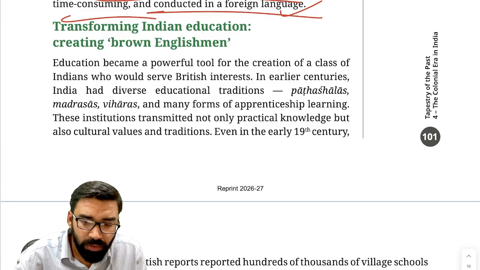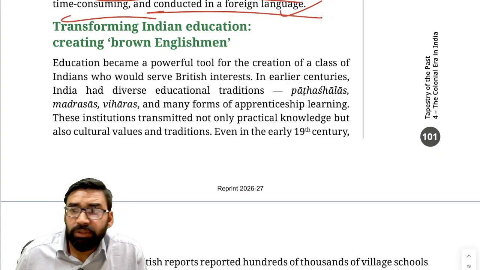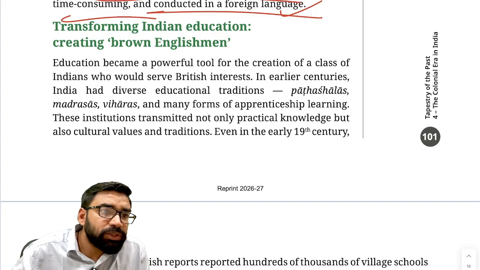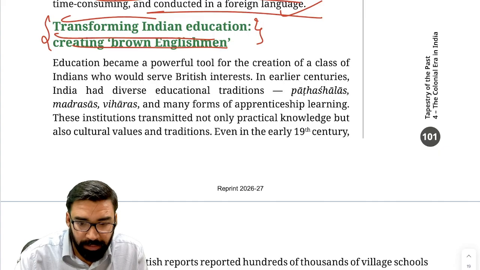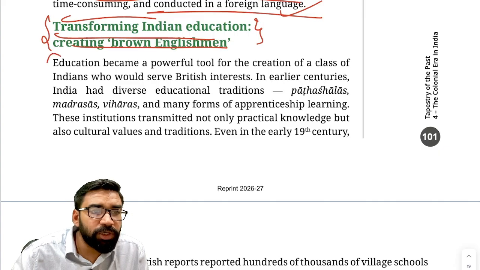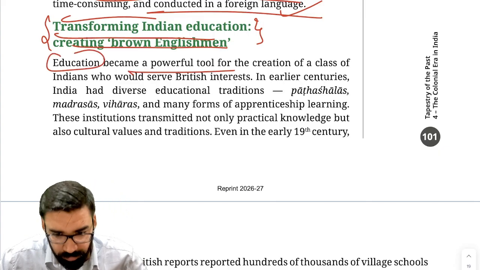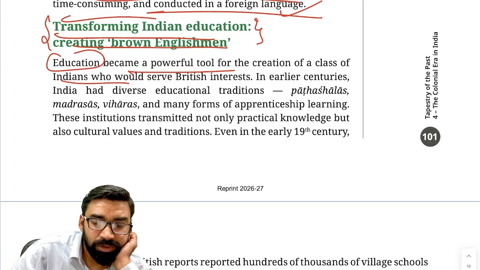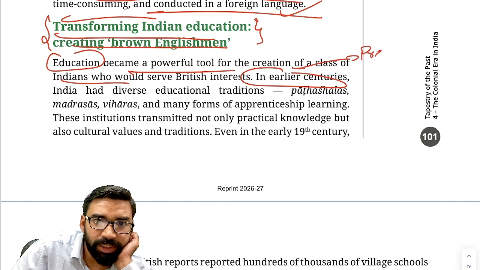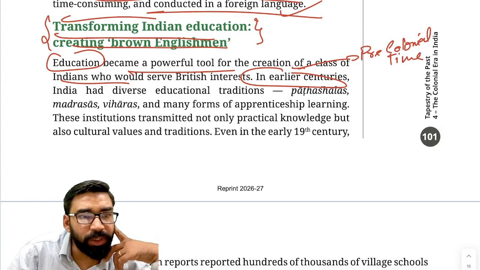Fine? Okay. Now, transforming Indian education, that means creating brown Englishmen, creating Indian Englishmen. Clear? Now try to understand. Education is a very powerful tool to create a class of Indians. Fine. So what happened in pre-colonial times, earlier centuries? Now, what was there in pre-colonial times?